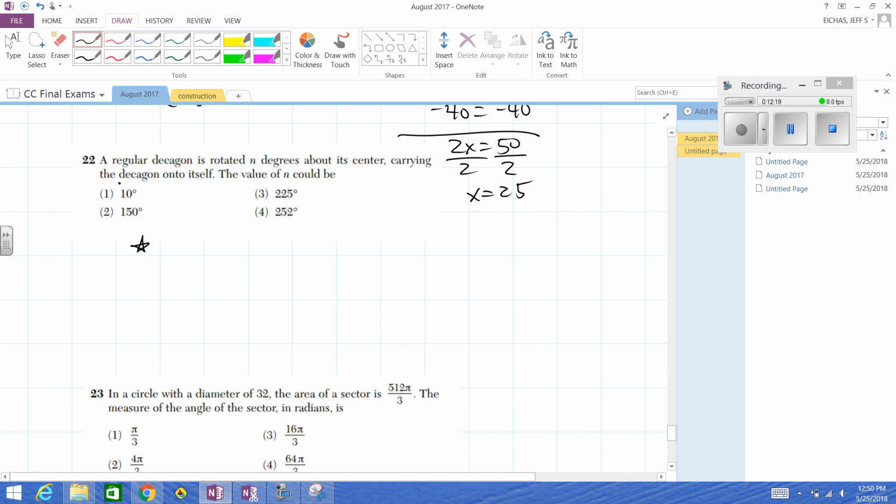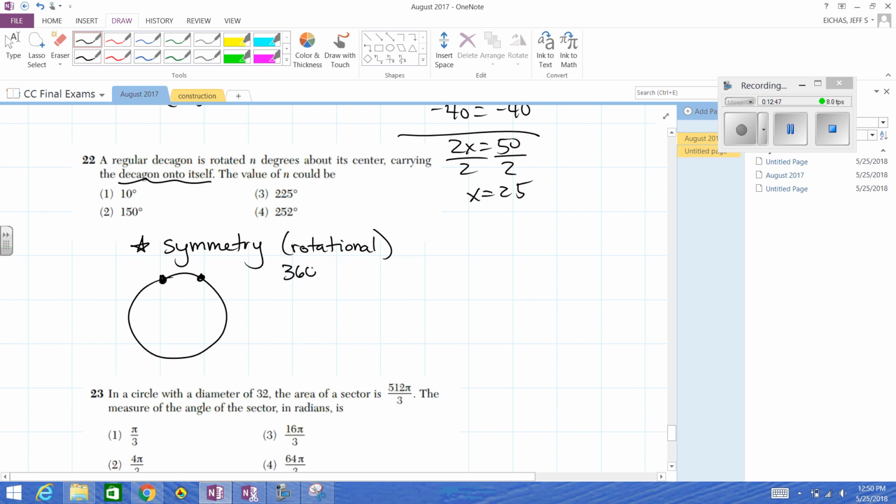All right, a regular decagon is rotated n degrees about its center, carrying it onto itself. You should know that when we carry onto itself or map onto itself, we've got to convert that immediately to symmetry. Now, this is rotational symmetry. Specifically, sometimes there's line symmetry, but this is rotational symmetry. What we should understand is that means going around a circle. Now, a decagon would map onto itself every 36 degrees.